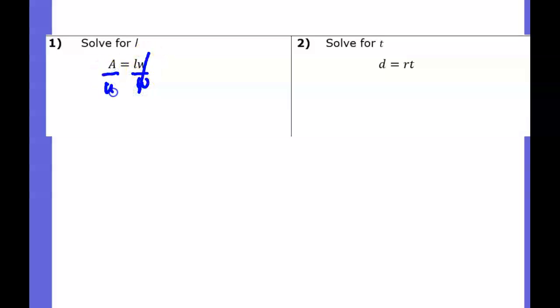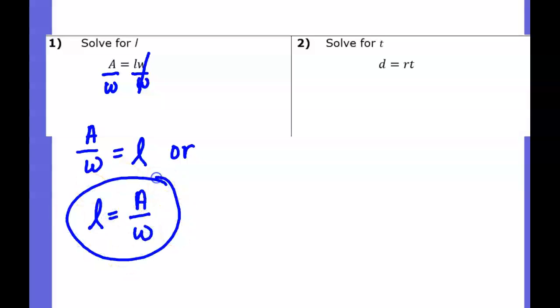Whatever we do to one side, we have to do to the other. So we're left with a divided by w equals l. Or I like to write my variable on the left, so I just switch the order. The length is equal to a divided by w.